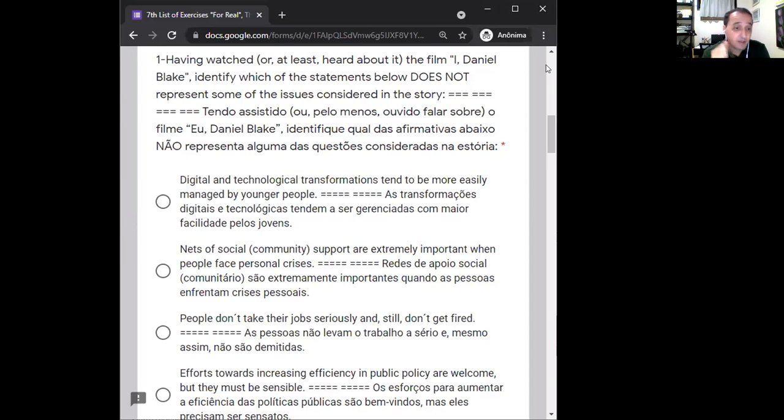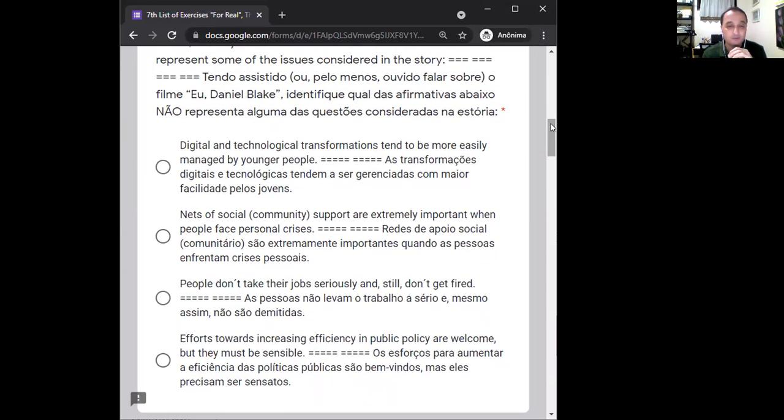The third one says, people don't take their job seriously and still don't get fired. Well, this is something that you can't see in the film, right? I mean, you see people being fired, sometimes not because they did something wrong, but just because it's competition, it's market, and sometimes people get fired. But what we're saying here is that people don't get fired even if they do a poor job. Well, this is not the discussion, and you don't see that. So 87% of you realized that this is the correct answer for the question. This issue is not treated, it's not discussed in the situations of the film.